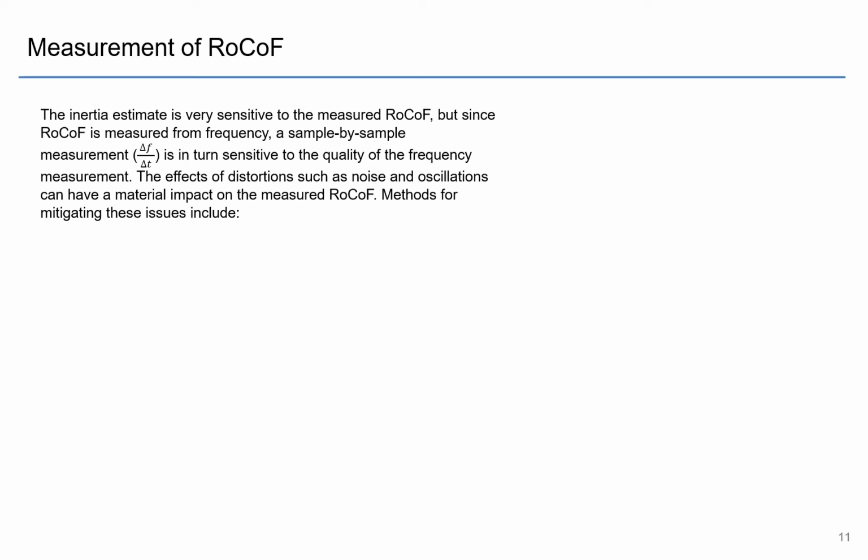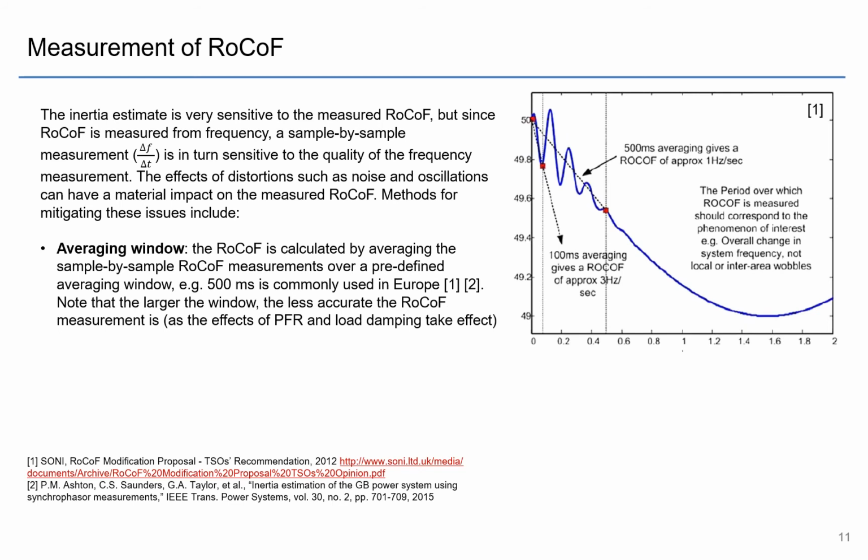There are a couple of methods being proposed in the literature and used practically to mitigate these issues. The first one I'll talk about is an averaging window. This is used quite often in Northern Europe and Great Britain, and basically the RoCoF is calculated by taking the sample by sample RoCoF measures and putting them through a sliding averaging window. 500 milliseconds is common in Europe. So basically you're just taking this point and this point, and that's your RoCoF over 500 milliseconds.